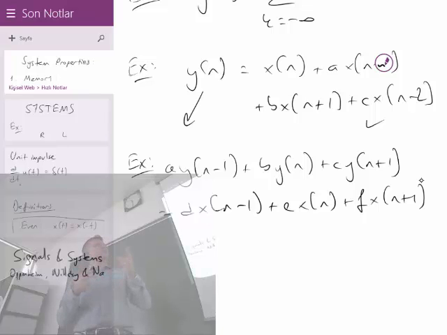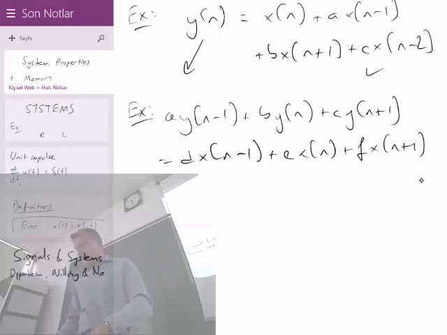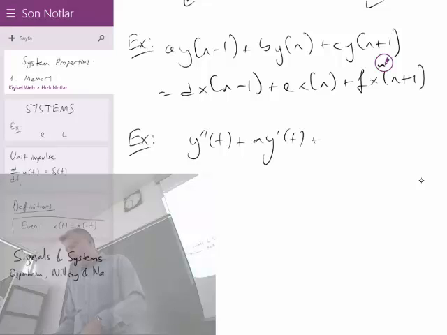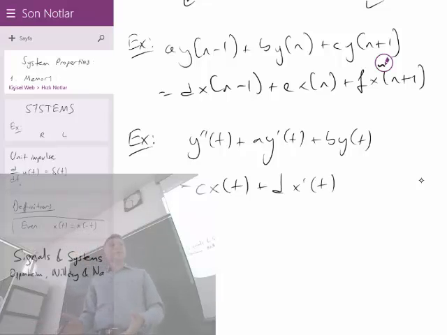The amount of shift in the input will reflect to the amount of shift at the output. And this is also valid for differential equations too. So y double prime of t plus a y prime of t plus b y of t is equal to c x of t plus d x prime of t. This is a differential equation this time, right? And this differential equation input-output relation indicates a time invariant system again.